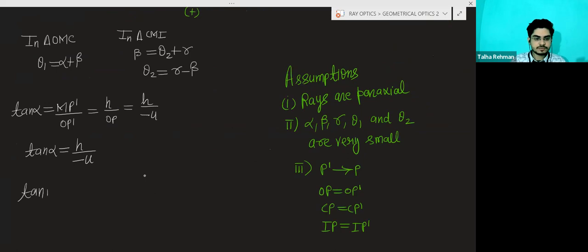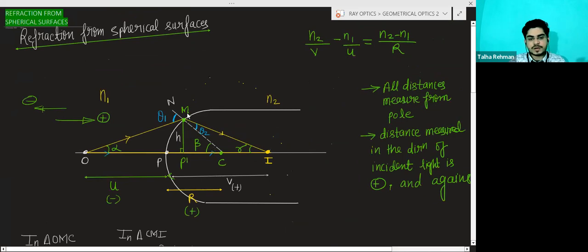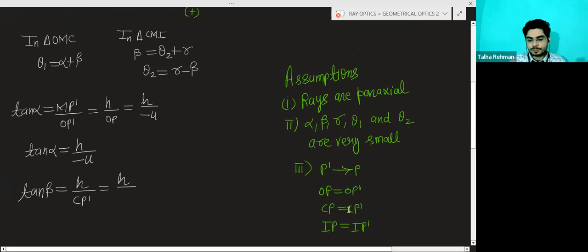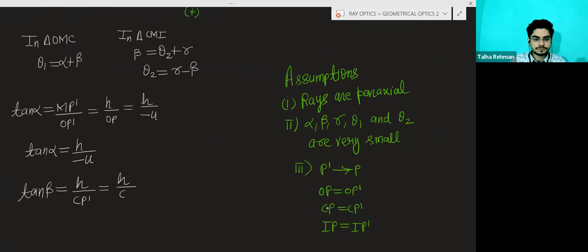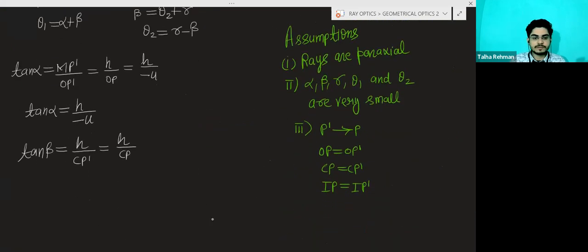Similarly, you can find tan beta. So for tan beta, you have to go for this triangle. MP dash into C. So tan beta you can write h by CP dash, and P dash can be written as CP. Now see what is CP. CP is R, and R is positive. So it will be h by R. So tan of beta is equal to h by R.